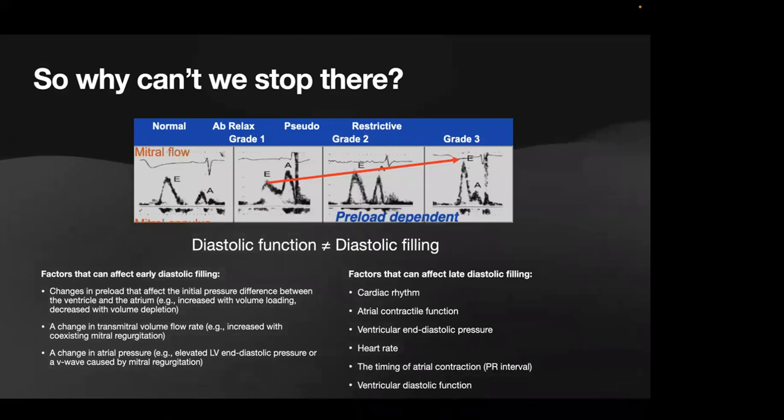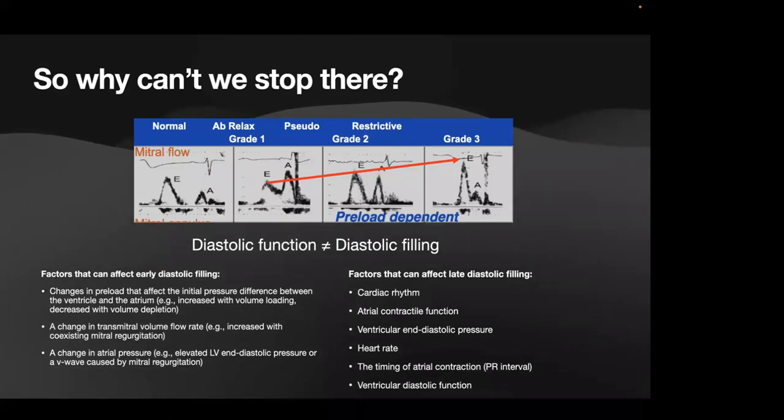Lastly, you can have changes in atrial pressure. It can be, again, diastolic pressure, or you can have your V waves like we talked about, or you can have other issues like atrial fibrillation, or some people who have atrial myopathies. The atrial pressure, again, the driving pressure, is the key to early diastolic filling.